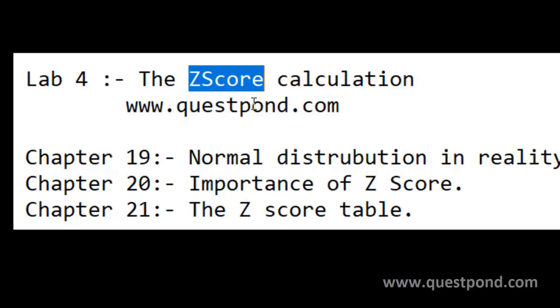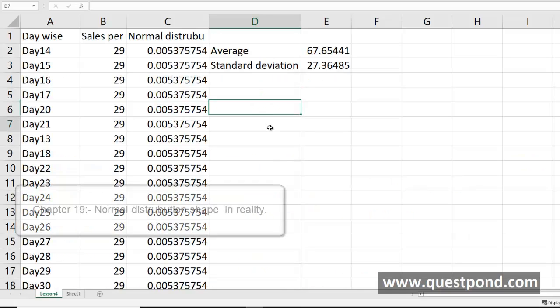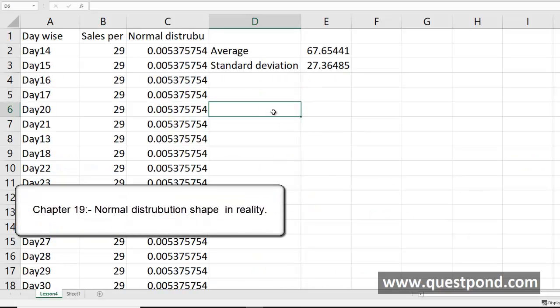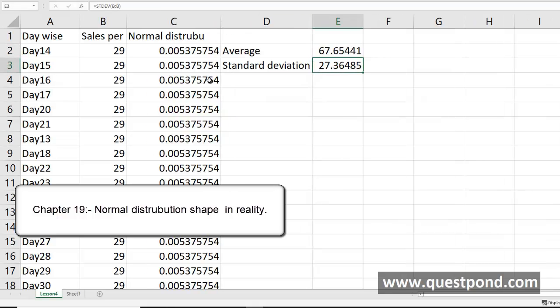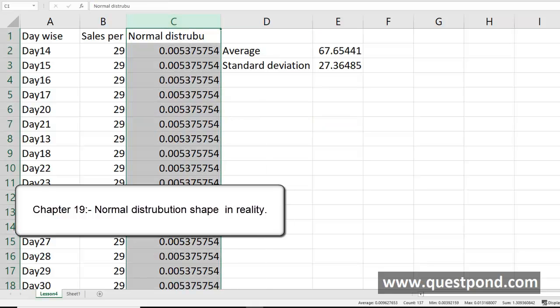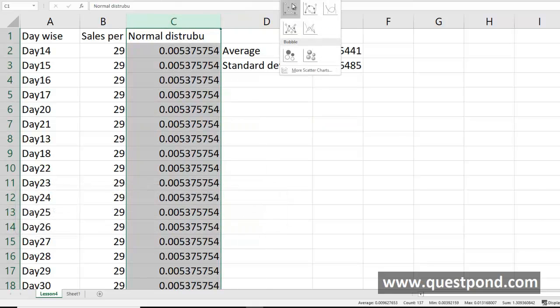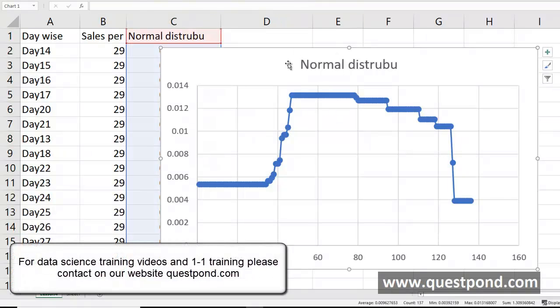So let's get started. This is my lab 3 Excel sheet out here. So let us go ahead and plot the normal distribution. You can see here I have already calculated the average, the standard deviation, and also the normal distribution. This we have already covered in the previous lab. So let us go ahead and quickly plot this. I'm going to select this and click on insert, and let us quickly plot this chart. So now there it is.